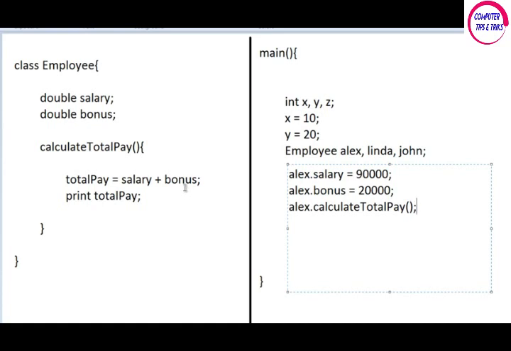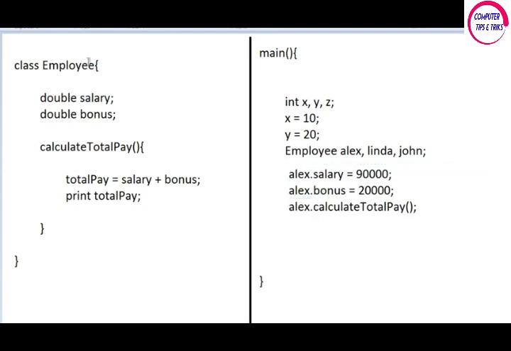But whose salary and bonus will it add? Since Alex is the person who calls this particular method, it will add up Alex's salary and bonus, that is $90,000 and $20,000, and it will print out over here 110,000.